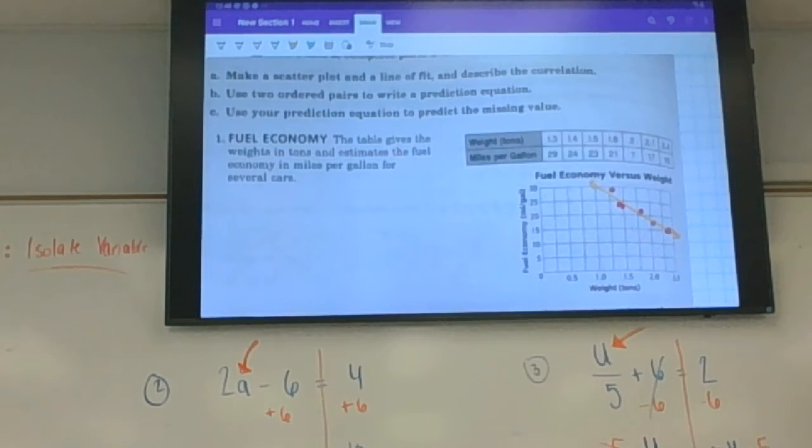Does your line have to look exactly like mine? No. Does anybody have a question about their line, if it's good or not? Is this decent? It's decent, yeah. I can look. 8 out of 10, really? Y'all get that? Nice.